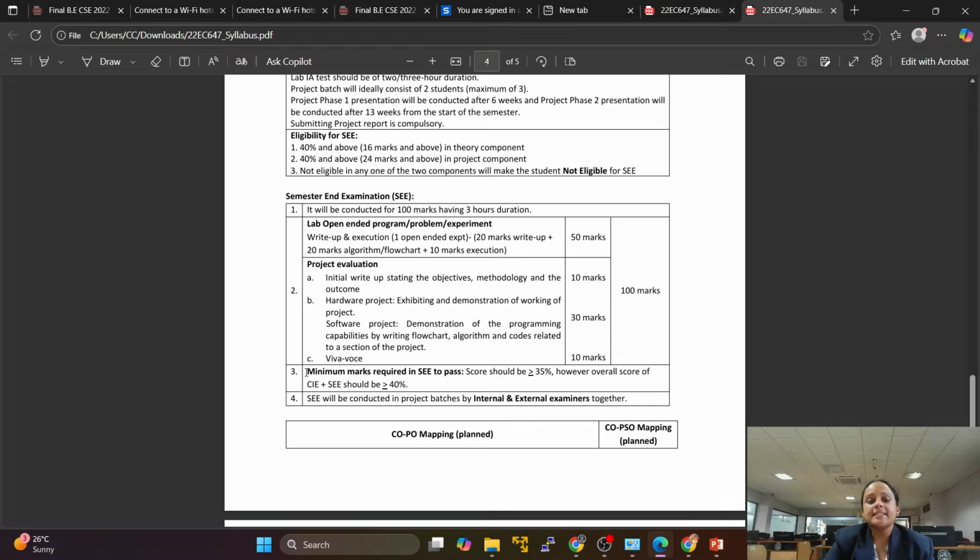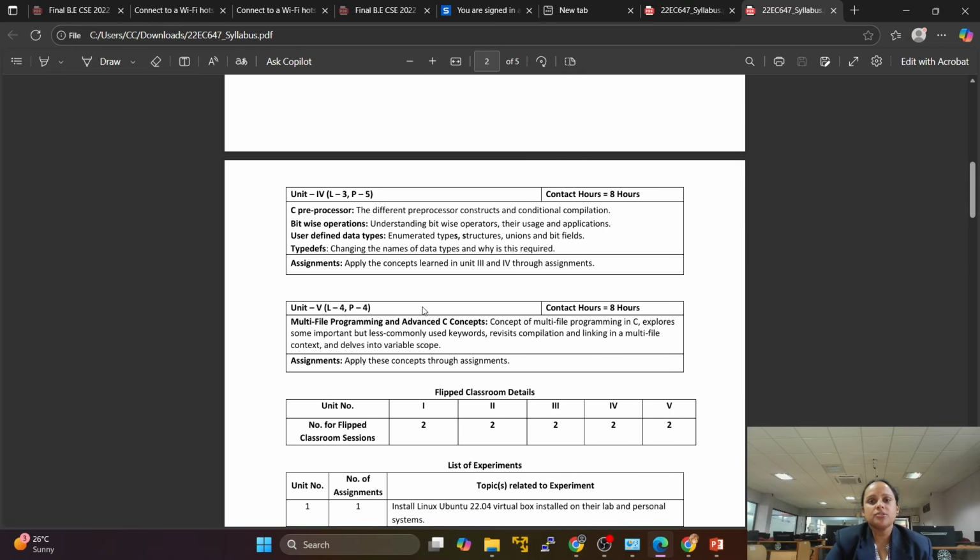There is a minimum criteria for you to pass this, that is 35%. It should be greater than 35%, but overall CIE plus SEE should be greater than 40%. Your SEE will include both internal as well as external examiners. Your project and the lab will be evaluated by external examiners as well.